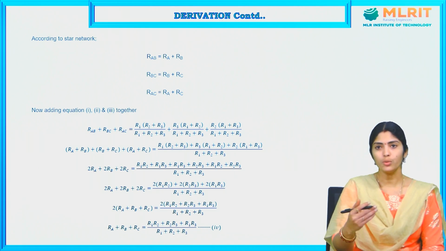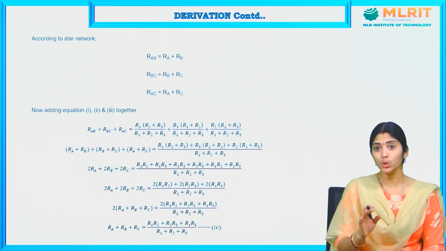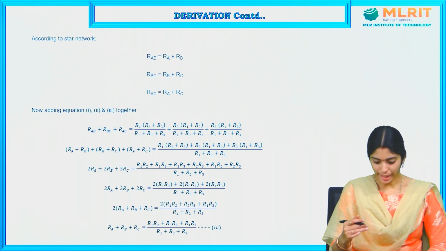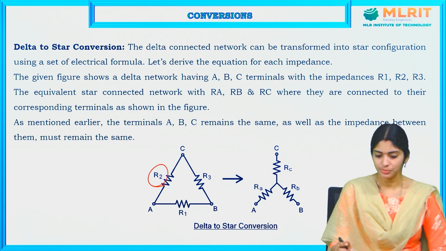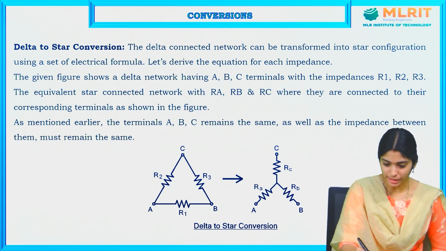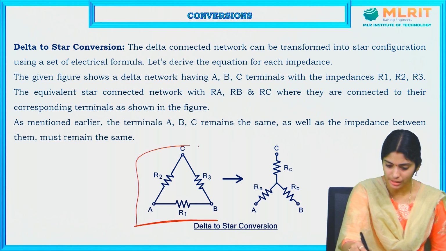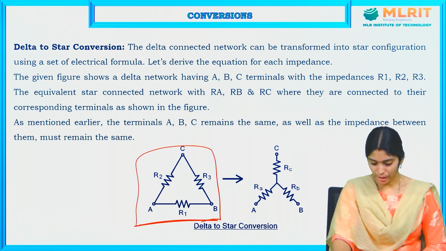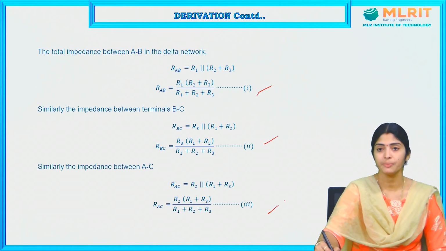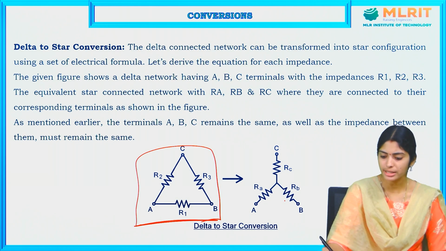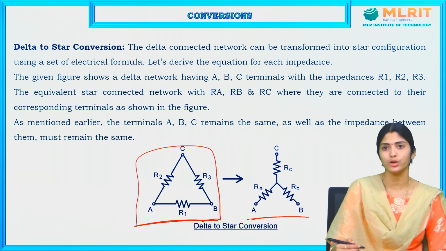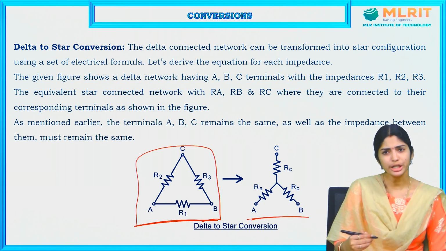So now we had written the equations with respect to delta. Now we have to write down the equations with respect to star. See here, for this delta network, I had written down these three equations, right? Now for this star network also we have to write down the equations. So why do we need to write them down separately?